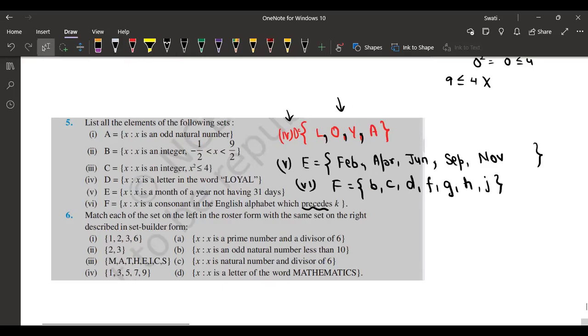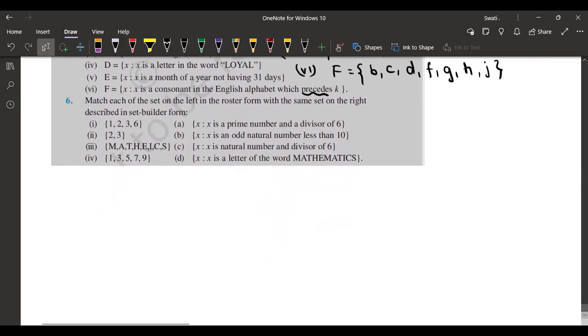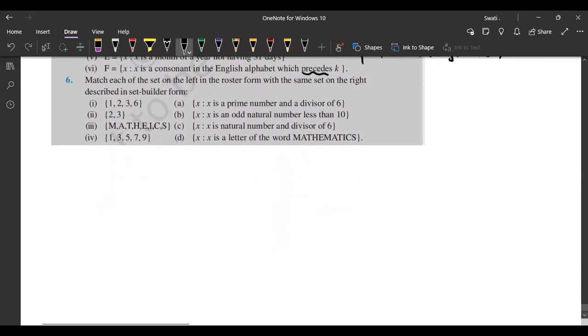Now let's move to the 6th question. In the 6th question, we need to match each of the sets on the left in roster form with the same set on the right described in set builder form. This is very interesting. So the very first thing that I'll match is number 3, which is 3 to D. Don't do it in the exam, just write 3 here. Right now, just for fun, I'm doing this.